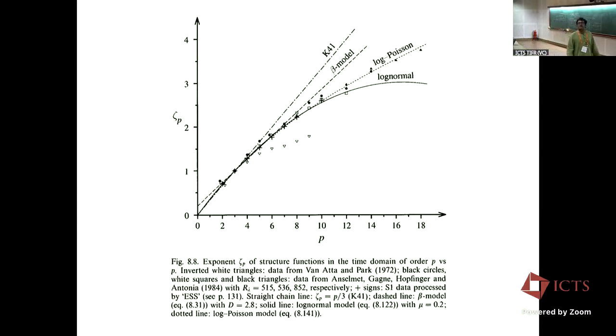But of course, this cannot be the answer to our problems, right? Because even within the beta model, this formula will again give you a straight line. It's a straight line which is different from the p/3 line.